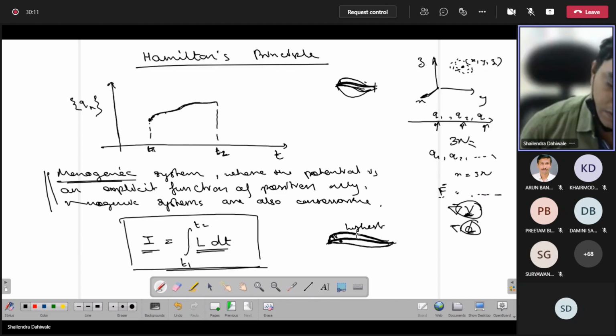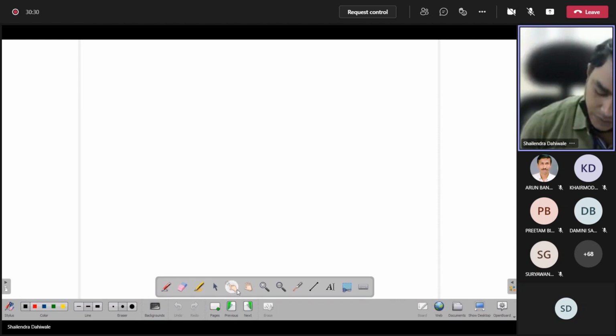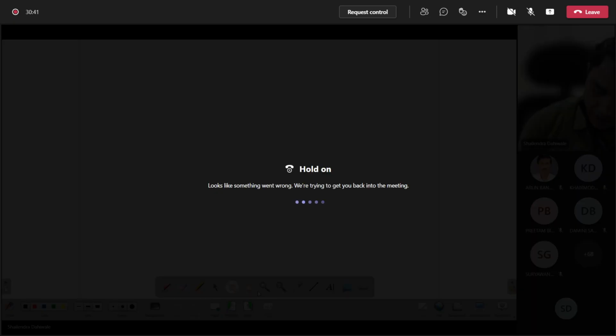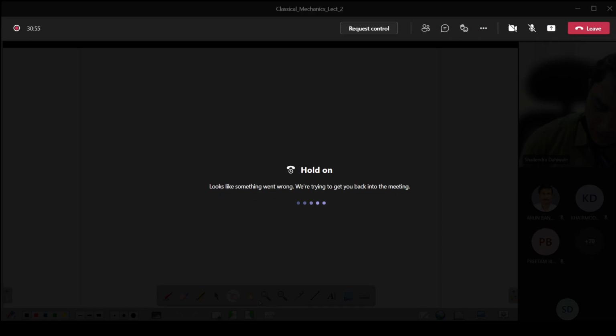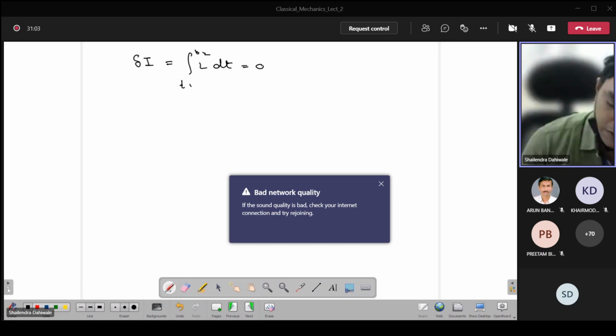Okay, non-zero value. So if I want to say Hamilton's principle in other words, then what you should have is the variation delta I between these two points T1 and T2, which should be the integral of L dt between T1 and T2. This integral of L dt must be 0.